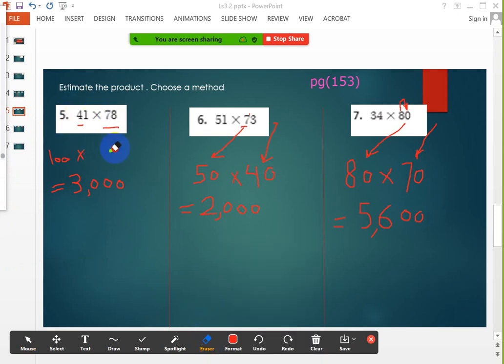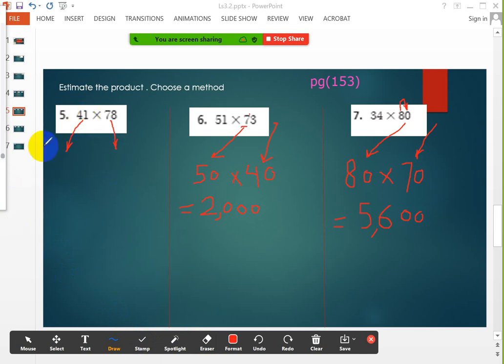Let's move to exercise number 5. I want you to round 41 and 78 by using the rounding method. So I will estimate by using the rounding method. Let's see. Yes, Duha. Duha, unmute your mic, please. I want you to round 41 to the nearest 10, and 78 to the nearest 10 also. Duha, unmute your mic. Yes, dear.